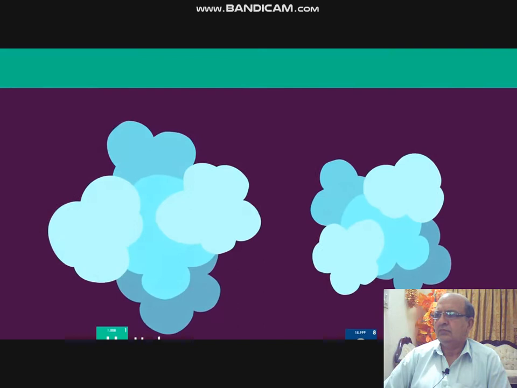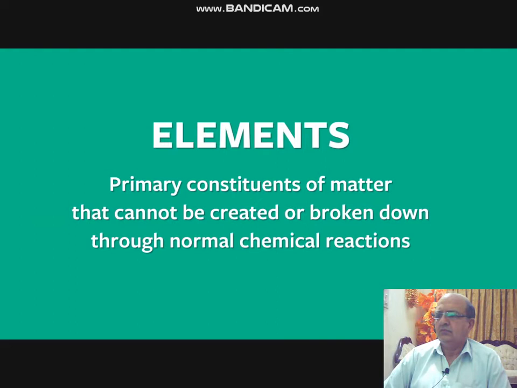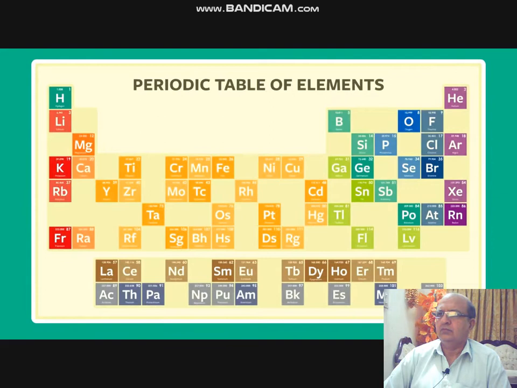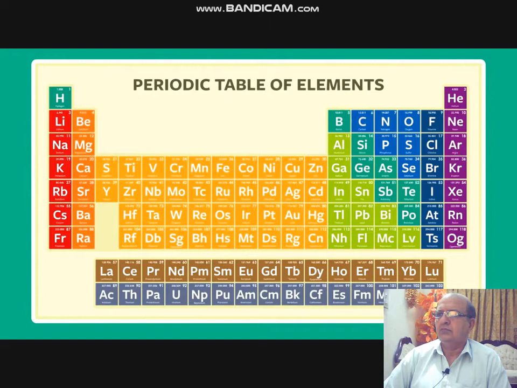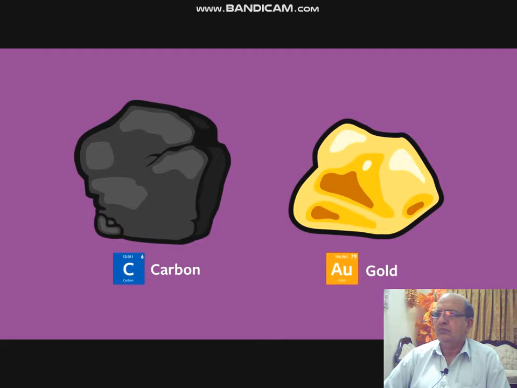Foundational substances that cannot be created by mixing other chemicals together and cannot be broken down any further. With this concept in mind, scientists everywhere began searching for and listing as many elements as they could, eventually discovering all 118 listed on the modern periodic table. Some, such as oxygen and hydrogen, are gases at room temperature. Others are solid, such as elemental carbon and gold.